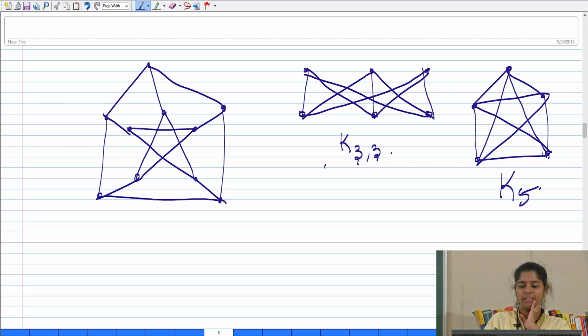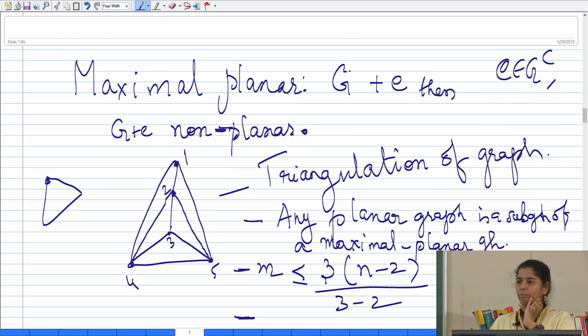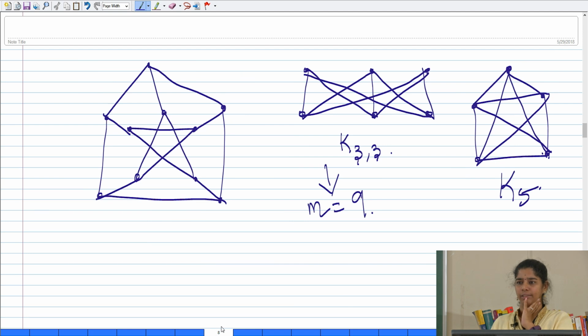Suppose I look at K33, how many edges are there? Each vertex is of degree 3 and there are 9 edges, right. And we know from our previous result that m should be less than or equal to 3n minus 6. So, what is 3n minus 6? Even the same argument you can try here also. 3n minus 6 is 12, is it?